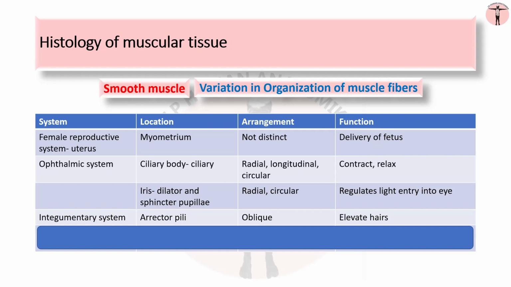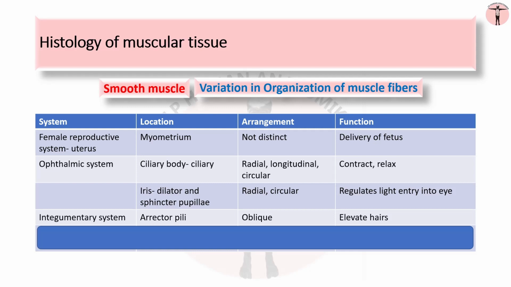Integumentary system. Hair follicles in the skin are associated with arrector pili muscles arranged obliquely between the hair follicle and epidermis. The fibers contract to elevate hairs in response to changes in temperature.